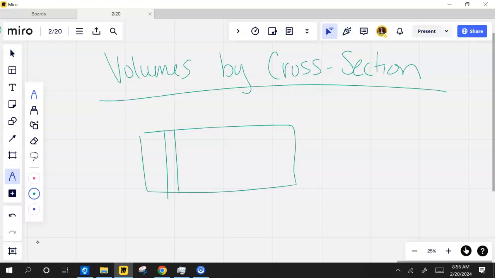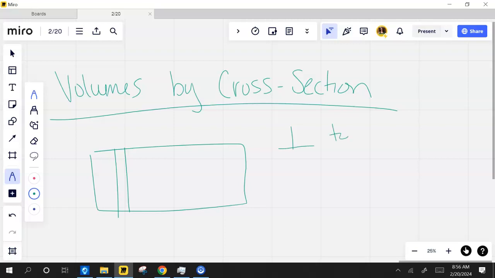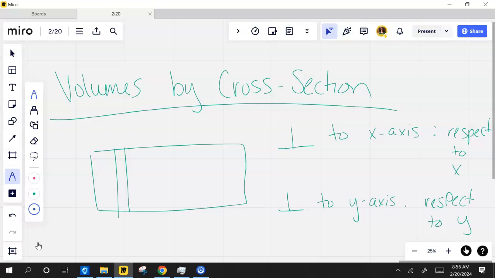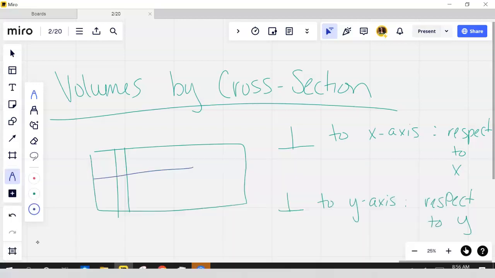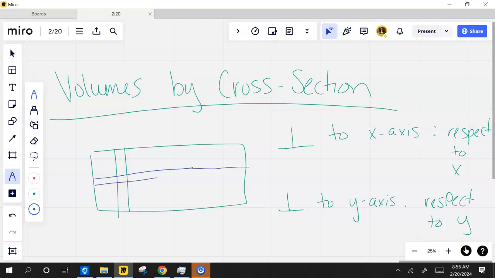We'll take our cross-sections either perpendicular to the x-axis, which looks something like this. That means with respect to x, which is the way we always do, right? That's our top minus bottom. Or perpendicular to the y-axis, which means I am with respect to y, and all of a sudden my cross-section turns to look like this.